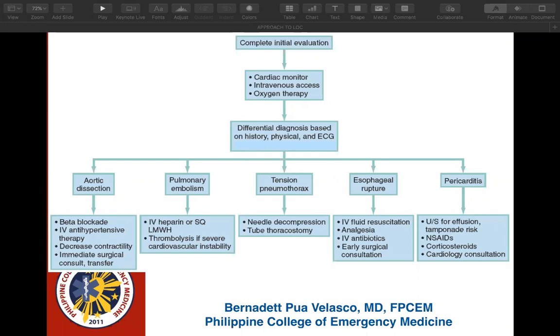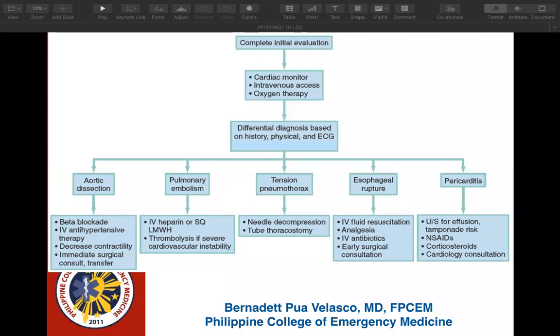If you're thinking of esophageal rupture, then you can start the patient with IV fluid resuscitation, analgesia, IV antibiotics, and early surgical consultation. So you need to consult a surgeon. For tension pneumothorax, you can do needle decompression or even tube thoracostomy. By the way, you don't need to have an X-ray prior to doing your needle decompression. If clinically you think that the patient has tension pneumothorax, you don't need a chest X-ray to do your needle decompression, not the tube thoracostomy.